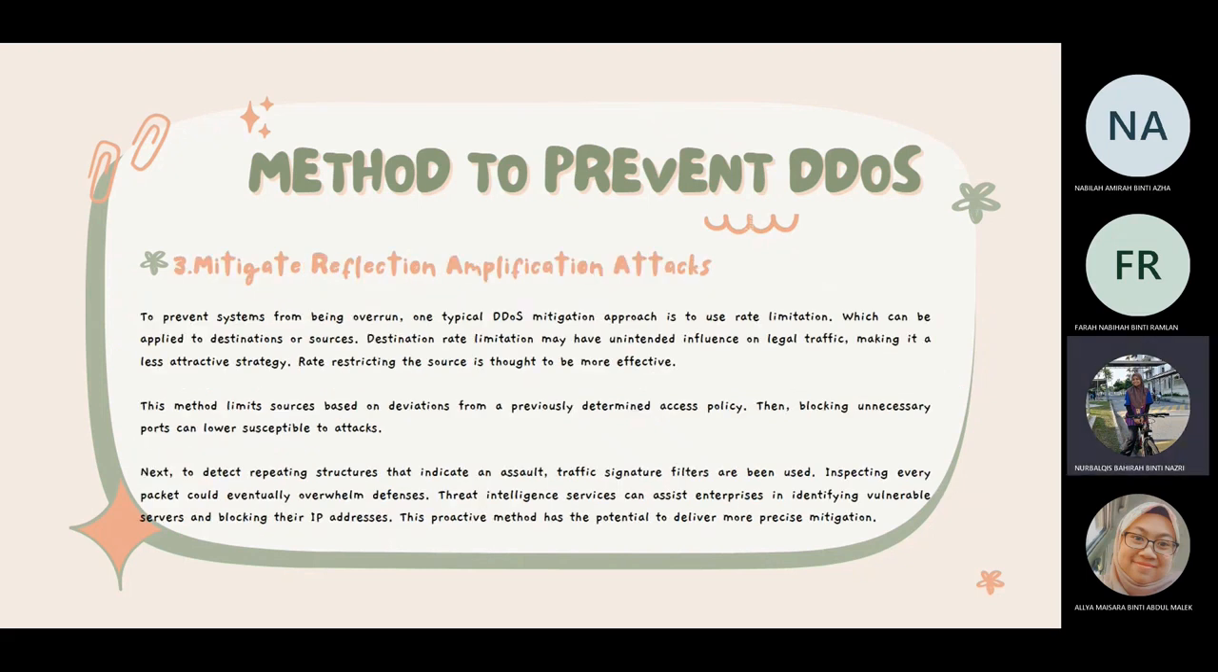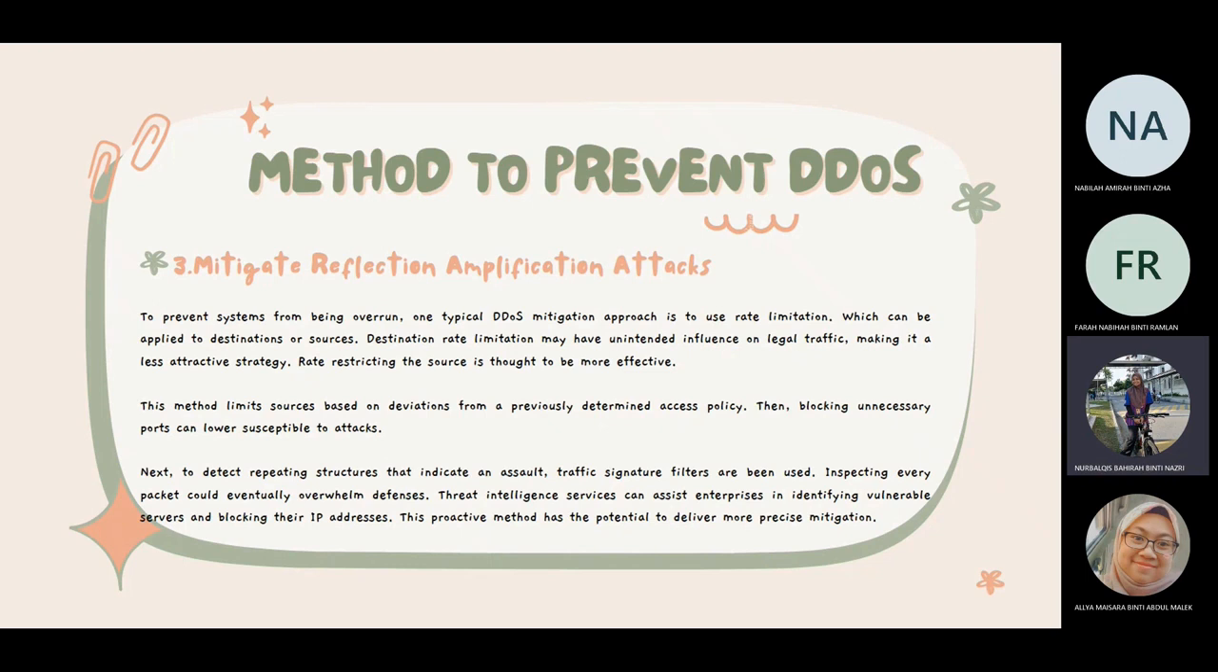So for the last method, mitigate reflection amplification attacks. To prevent the system from being overrun, one typical DDoS mitigation approach is to use rate limitation, which can be applied to destinations or sources. Destination rate limitation may have unintended influence on legal traffic, making it a less attractive strategy. Rate restricting the source is thought to be more effective. This method limits sources based on deviations from a previously determined access policy.